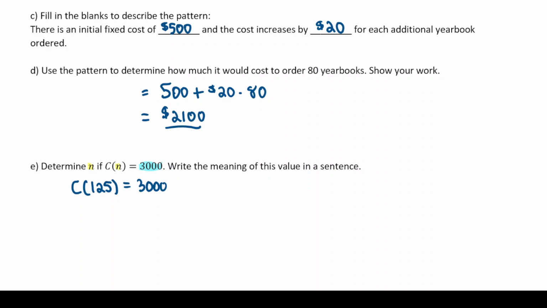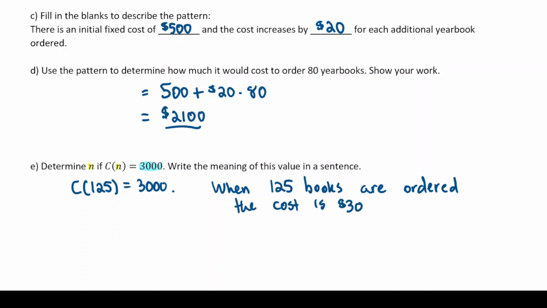So what that means is when 125 books are purchased or ordered, the cost is $3,000. All right.